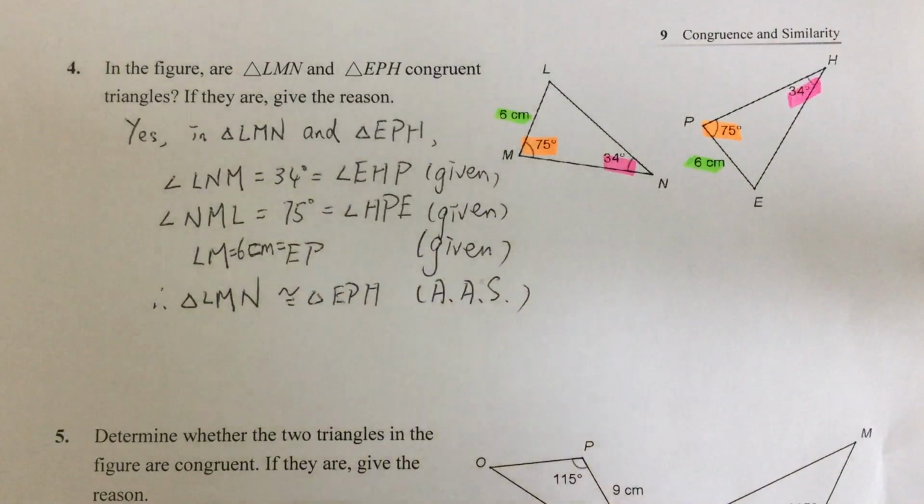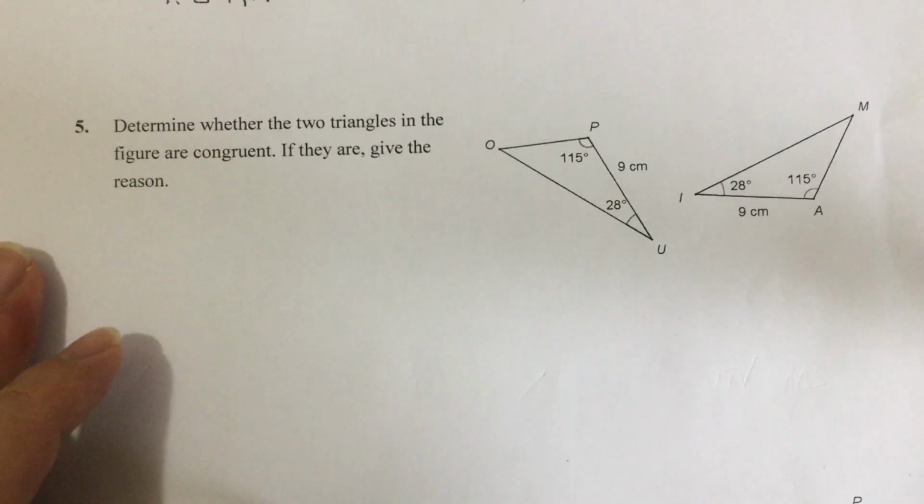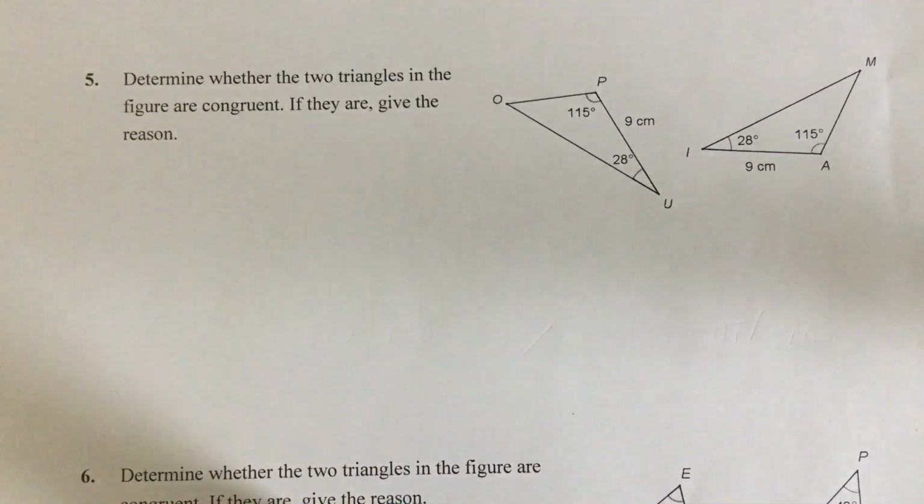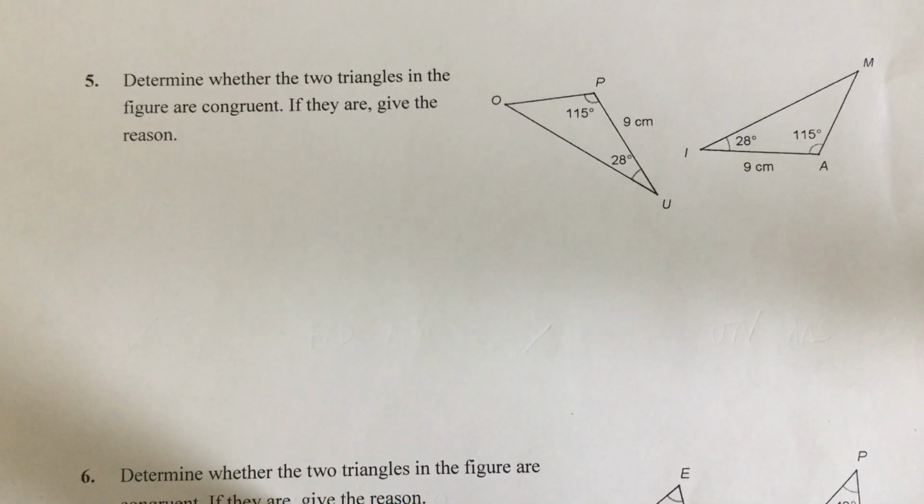Okay, now I will do question 5, but before that, I will give you 15 seconds. Please check if they are congruent or not. And even if you know that they are congruent, please tell me which reason you are going to use, AAS or ASA here. Okay, if you still do not know the answer, if you really want some more time, please pause the video. Otherwise, I will tell you the answer.